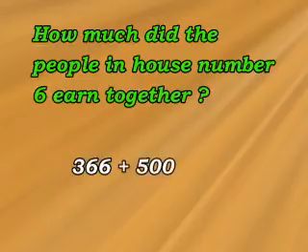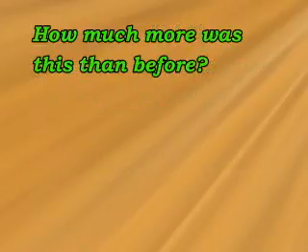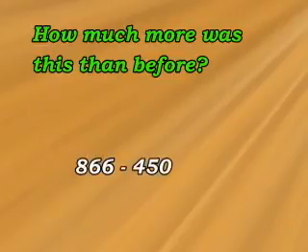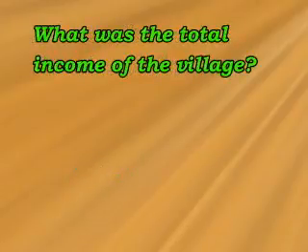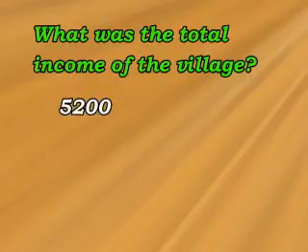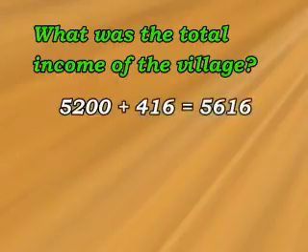So how much did the people in house number 6 earn together now? 366 plus 500 equals 866. How much more was this than before? 866 minus 450 equals 416. So what was the total income of the village? Instead of 5,200, it's now 5,616.